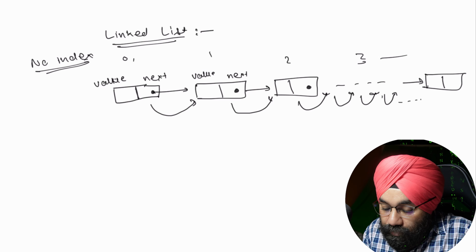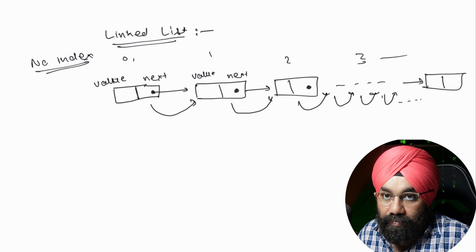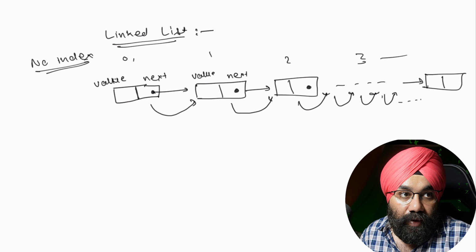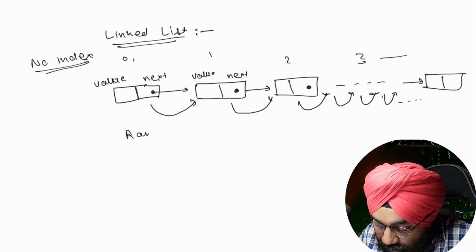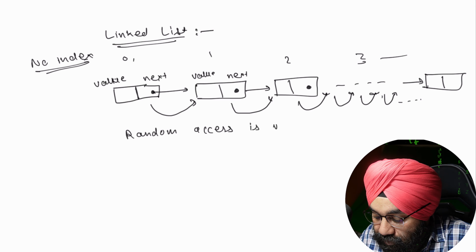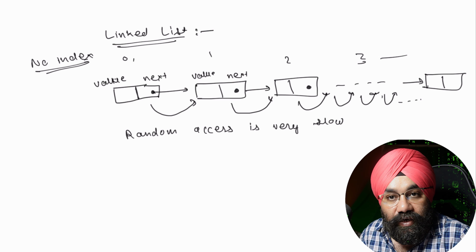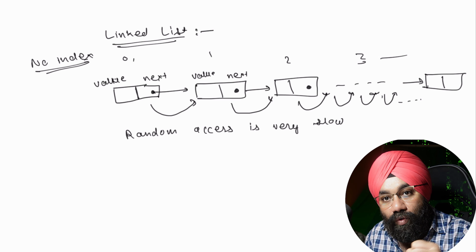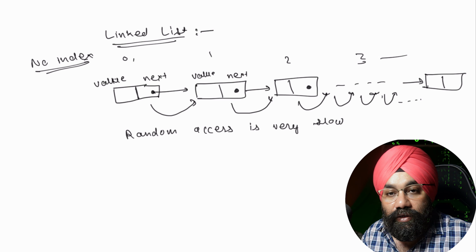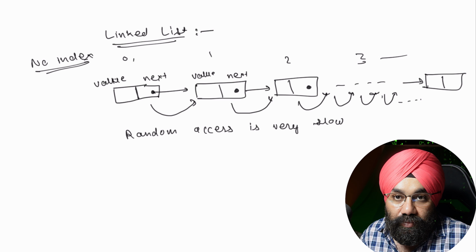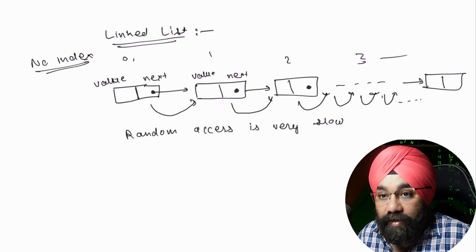Okay. So it is a non-index based data structure, and because of this, random access is very slow. If you want to randomly access any element, you have to crawl node by node and search for your element. That is the only possibility in a linked list. But there is one advantage as well.